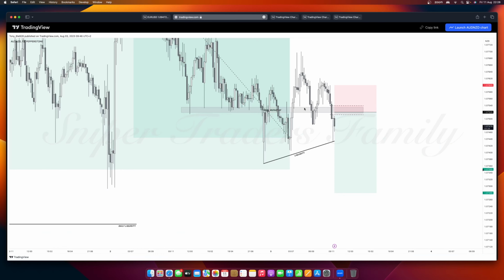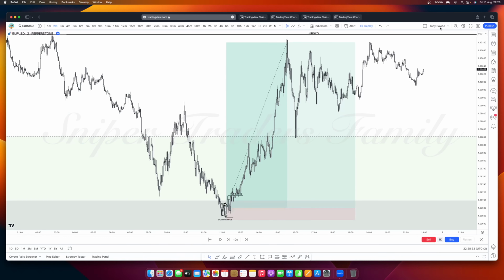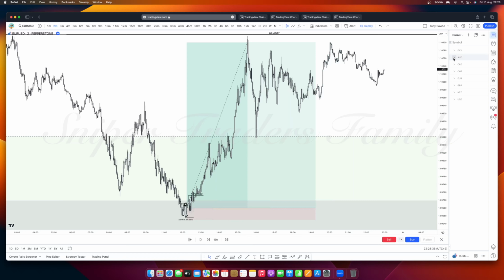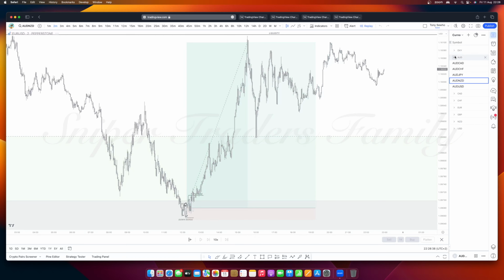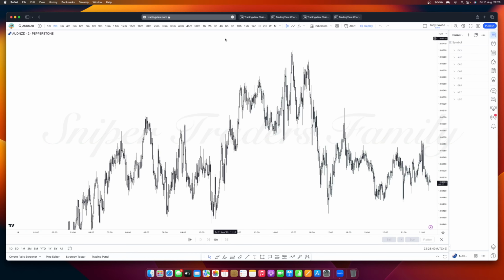And then the next one is AUDNZD on the 13 minutes time frame. AUDNZD, that is Australian dollar, New Zealand dollar, on the 13 minutes time frame.